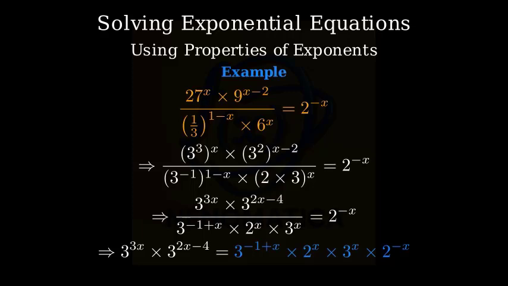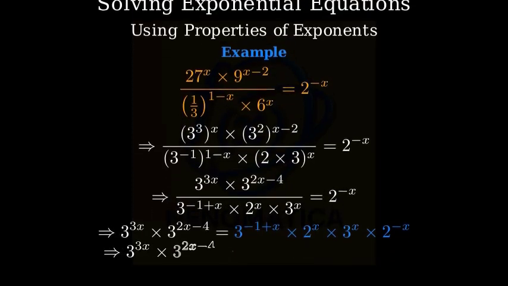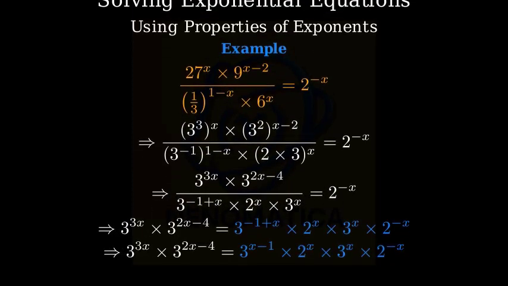Let me write it more clearly. We have 3 to the power of negative 1 plus x, which is the same as 3 to the power of x minus 1. So our equation becomes 3 to the power of 3x times 3 to the power of 2x minus 4 equals 3 to the power of x minus 1 times 2 to the x power times 3 to the x power times 2 to the negative x power.